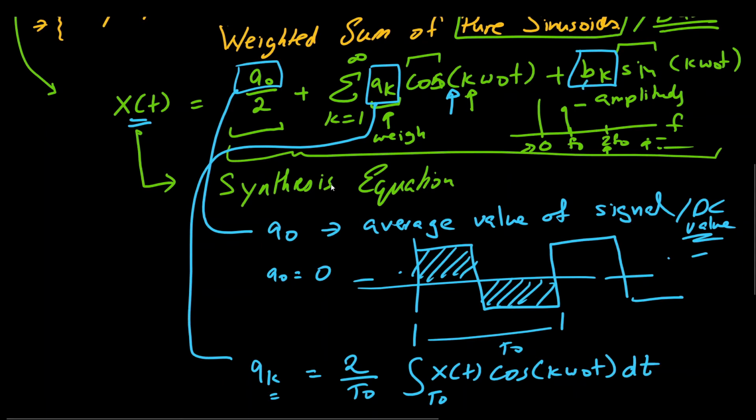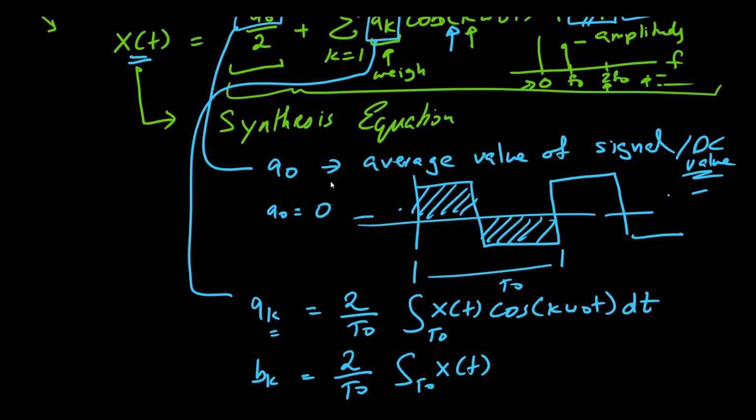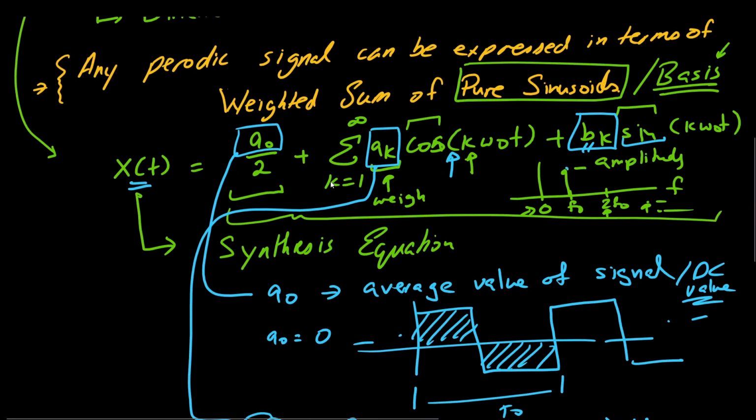And similarly for bk, we are comparing it with sine. So we would have bk, which is equal to 2 by t naught, and again the integration over a time period t naught of the original signal x of t multiplied by sine k omega naught t dt. And to remind you again, ak and bk would eventually formulate the amplitudes, whatever they are.